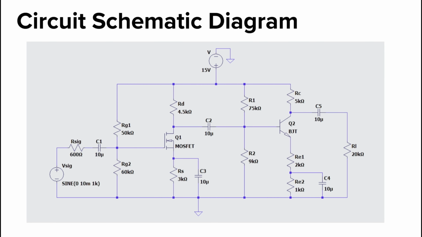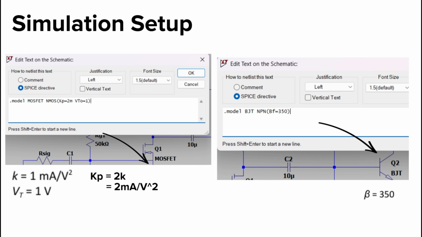isolate their DC biasing. To ensure our simulations match the specific project requirements, we had to add custom SPICE directives. Configure the MOSFET transconductance parameter Kp to 2m A/V², since the required K value is 1 and the V3 is equal to 1V, and we set the BJT's beta exactly to 350.